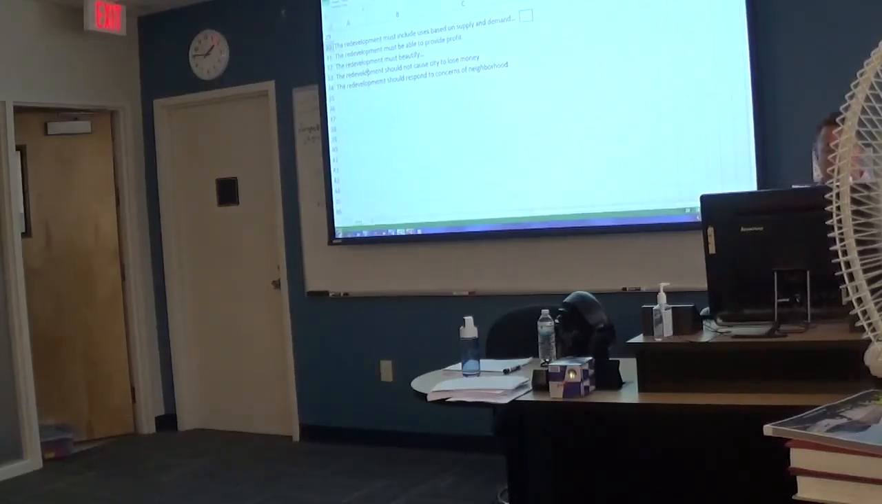Starting with the first one: the redevelopment must include uses that consumers will demand and support financially. On a scale from 1 to 10, how important is that, with 10 being the most important? We'll start up here. 8. Okay.